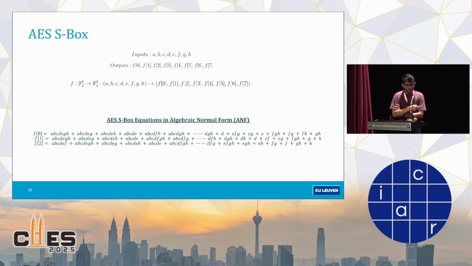So I will explain with an AES S-box how this works, how the cross-multiplication works. You have 8 inputs and 8 outputs, and then I have listed the ANF form for the AES S-box for the first 3 outputs, the coordinate functions.